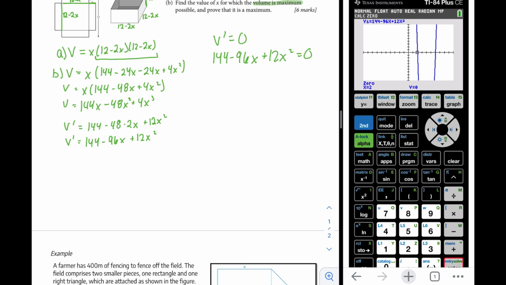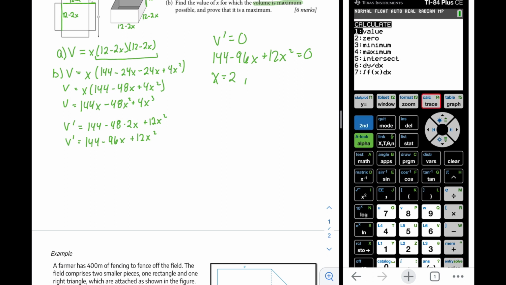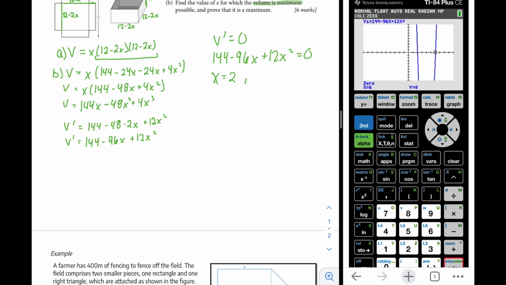And I'm going to get that one of the zeros happens when x is equal to 2. And the other one happens when x is equal to 6. Now, one of these will be a maximum and the other one will be a minimum. You can use your understanding of functions that we did last class. Since we have graphed the derivative function, the derivative goes from positive to negative when x is equal to 2, so it goes from being positive to being negative.